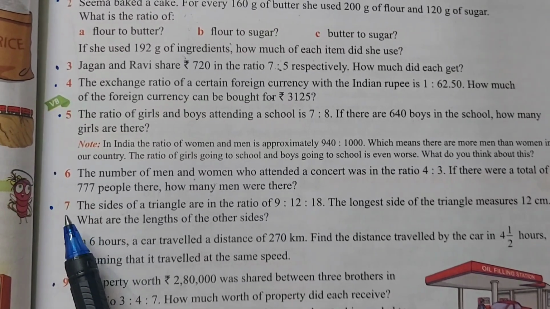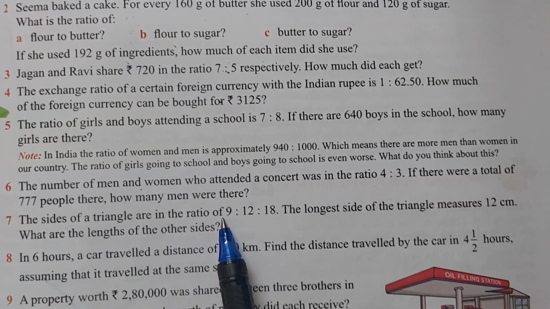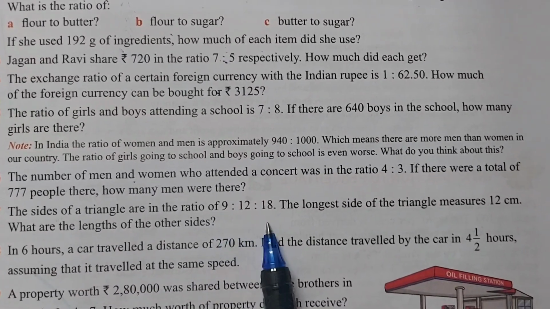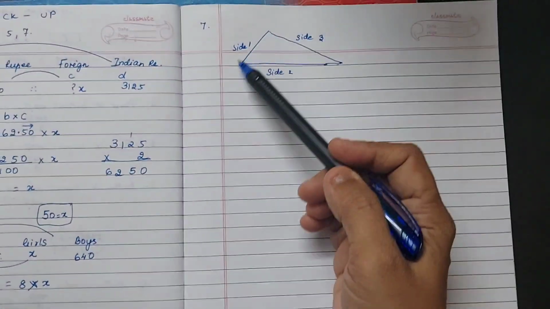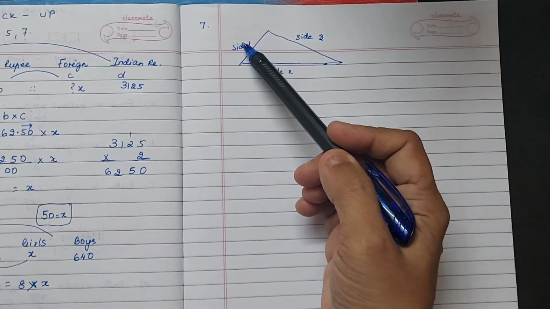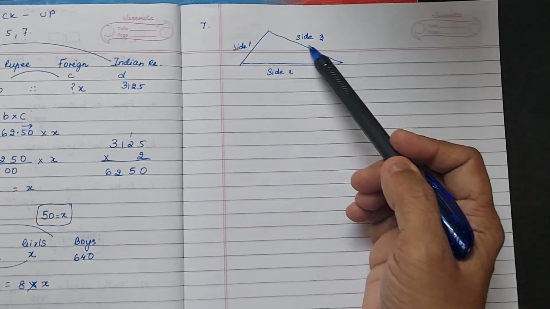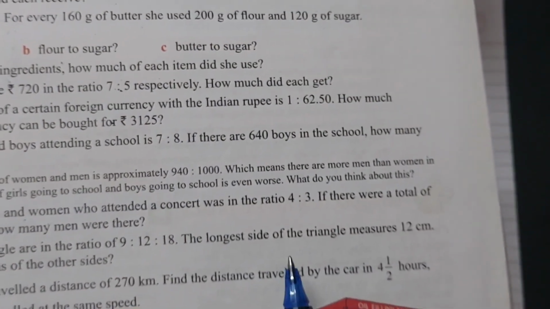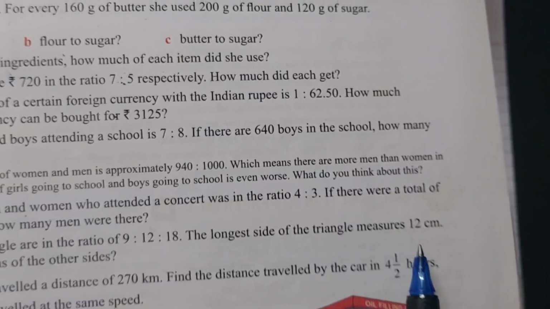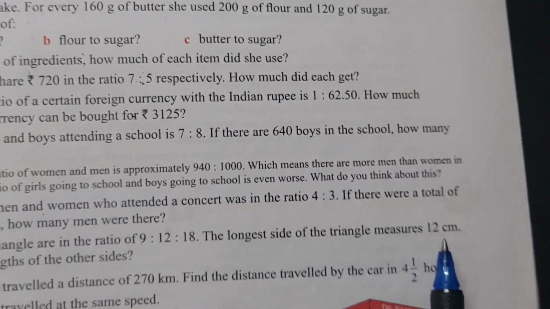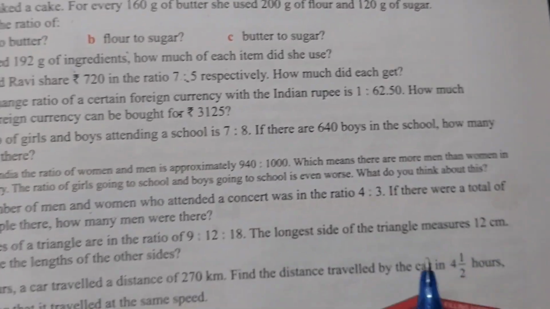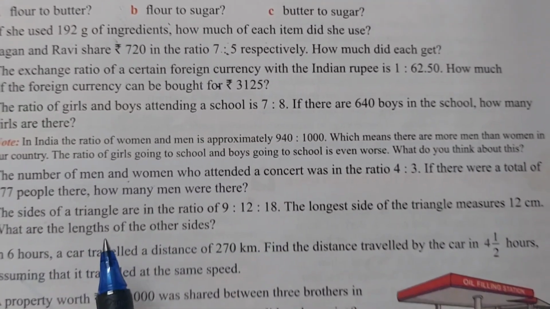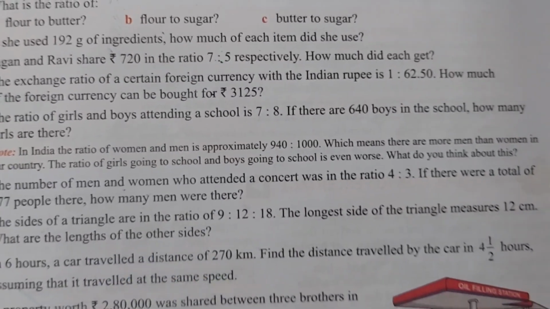Next sum. The sides of a triangle are in the ratio 9:12:18. That means the sides' ratio is given. Okay, 3 sides of the triangle, their ratio is given. It is 9:12:18. That means this is the longest side. The longest side of the triangle measures 12 centimeter. That means one side's measurement in centimeter is given. Now they have asked to find, according to this ratio, what will be the length in centimeter of the other two sides.